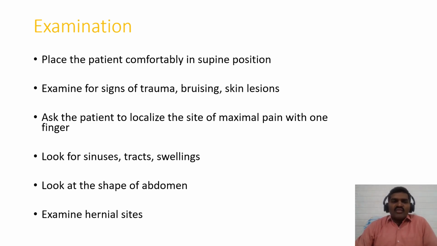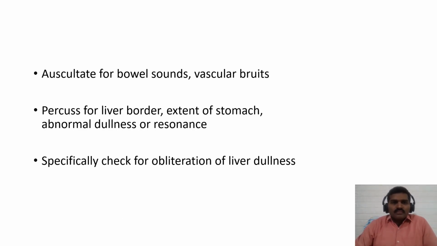Usually, a scaphoid or a flat abdomen should be normal. A distended abdomen is of concern. Examine the hernial sites. Usually, intestinal obstruction is most common in patients with a hernia, an obstructed hernia. Then auscultate for bowel sounds before going for palpation or percussion. If you palpate, percuss, and then auscultate, you are going to stimulate the bowels, and your bowel sounds will be either exaggerated or absent.